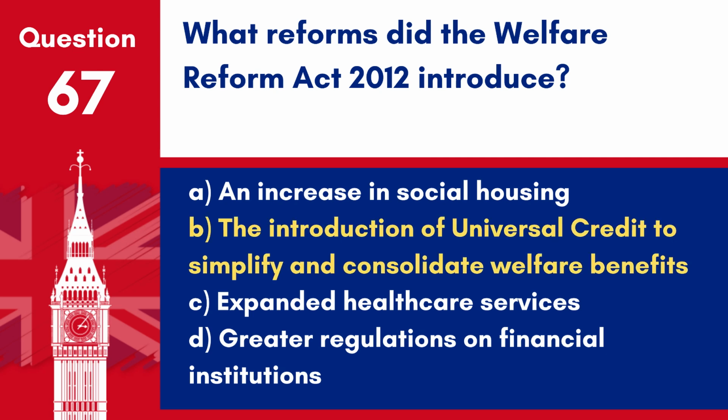Answer: B. The introduction of universal credit to simplify and consolidate welfare benefits. The Welfare Reform Act 2012 was significant for introducing universal credit, designed to combine several social security benefits into a single payment, intended to simplify the benefits system and incentivize work.